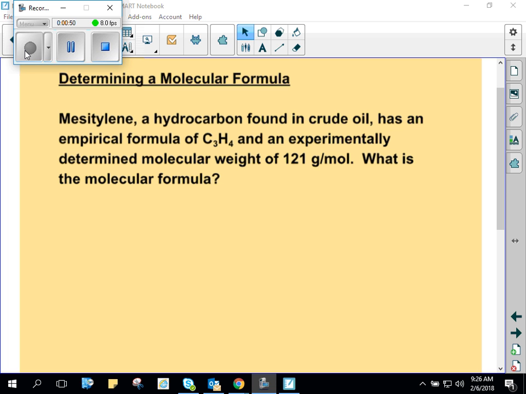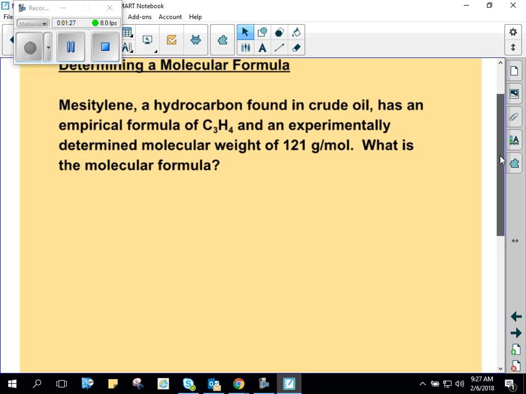It would be nice if I knew how to pronounce that. Mesitylene. It's a hydrocarbon found in crude oil, has an empirical formula of C3H4. And we said yesterday the empirical formula is basically the simplest whole number ratio, right? So we could double that. It could be C6H8. It could be C9H12. We don't know what the true formula is. But we do know that the true weight is 121 grams per mole.